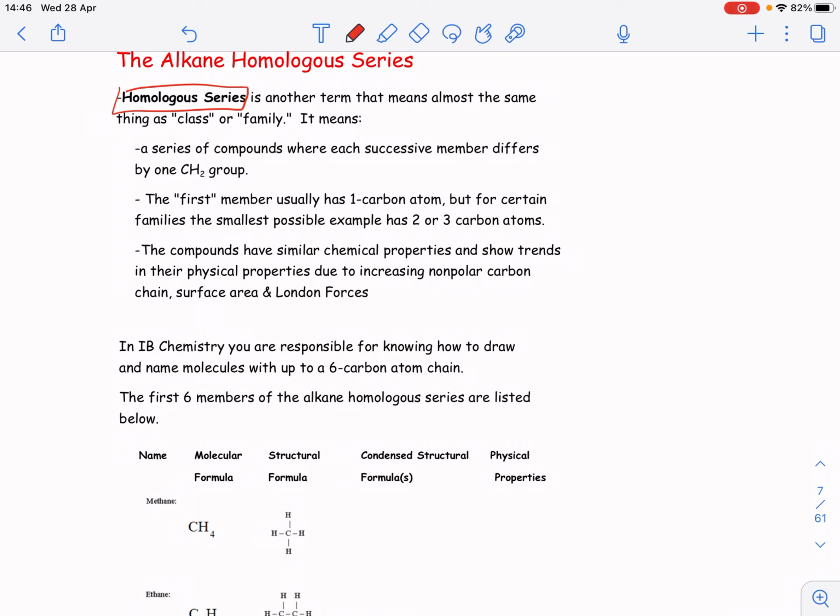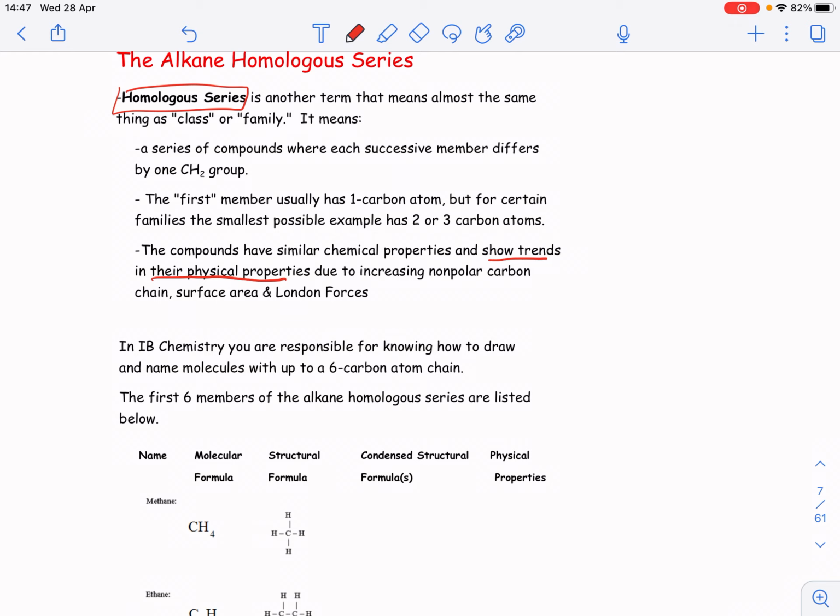So each member is getting one carbon longer. The first member usually has one carbon atom, but for some families, because of their functional group, the first example has 2 or 3 carbons, and then subsequent members have 3, 4, 5, etc. And when you look at molecules this way, because they're getting longer, they tend to show gradual trends in their physical properties, so things like their water solubility or their boiling point.